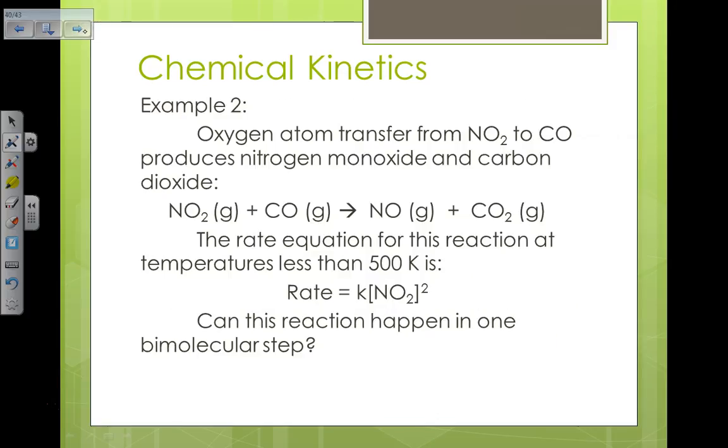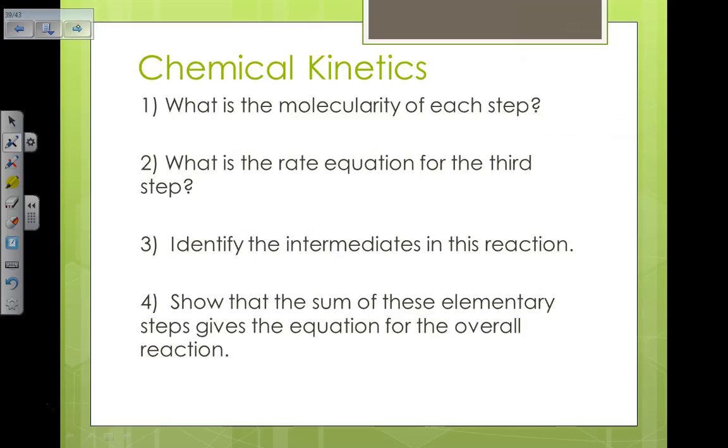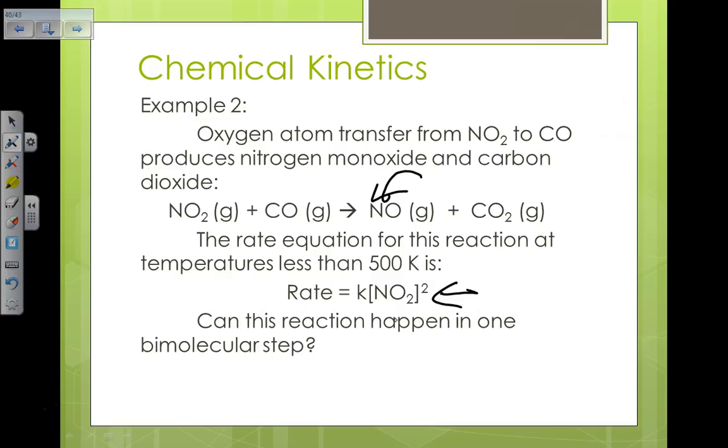Okay, so last question. It says the rate equation. Can this rate law or rate equation be for this reaction? Or, I'm sorry, be the bimolecular elementary step? I'm sorry, can this mechanism happen in only one step? That's what it's asking. And the answer is resoundingly no.